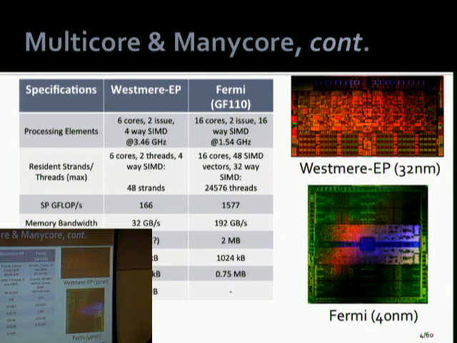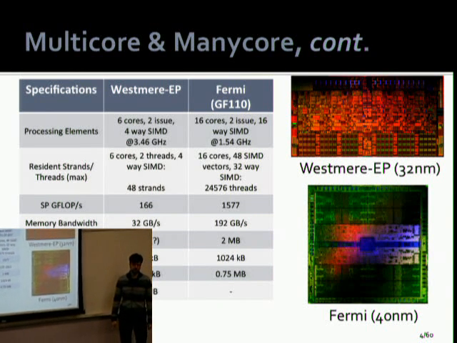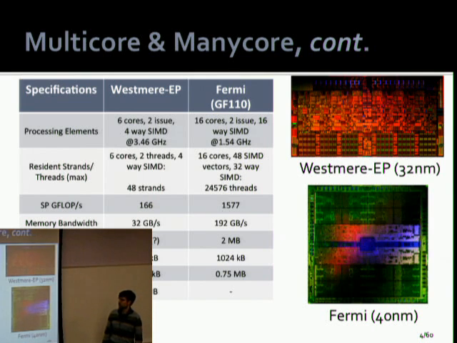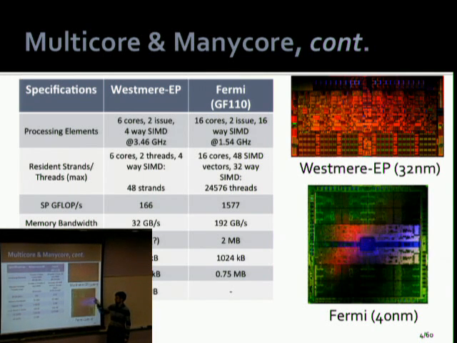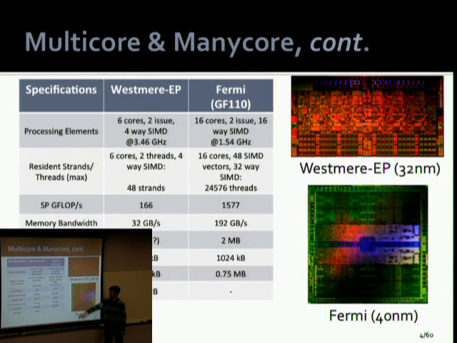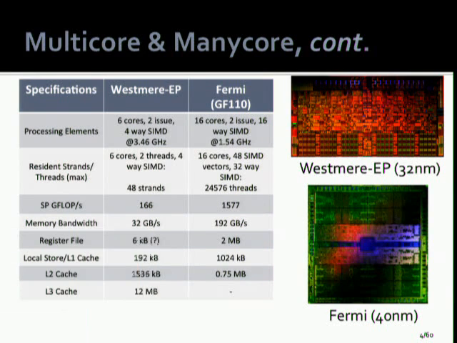In contrast, we have here a picture of a Fermi chip from NVIDIA, which has 16 cores, and each one of these cores is one of these little boxes in here, and then the stuff in the middle is basically the crossbars and so forth needed to tie them all together, plus some graphics functionality, which I don't actually use when I'm programming these things.